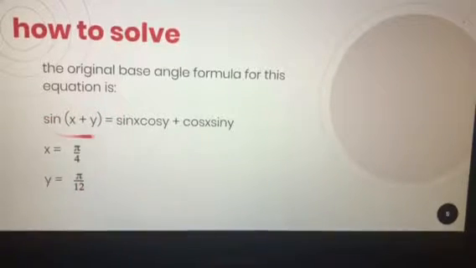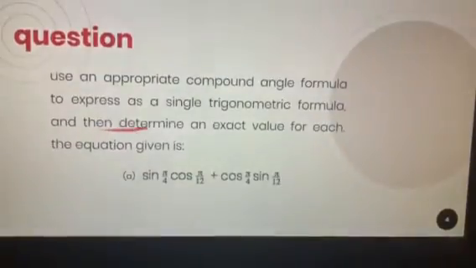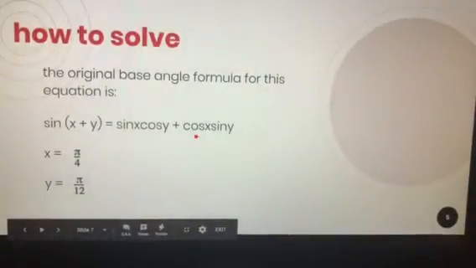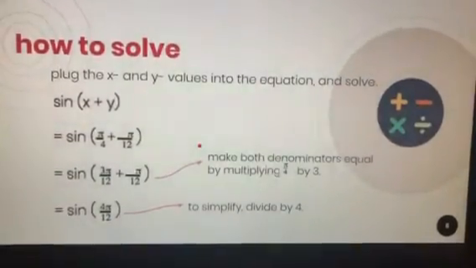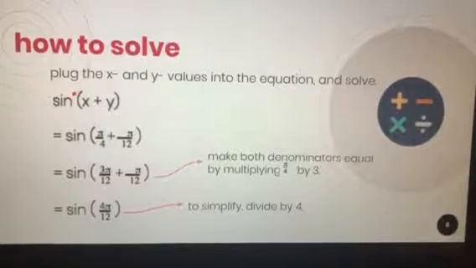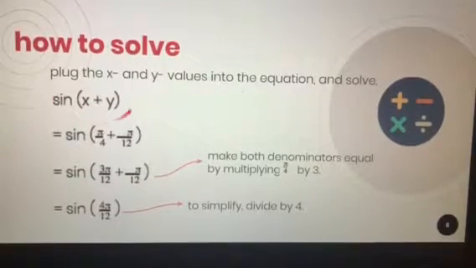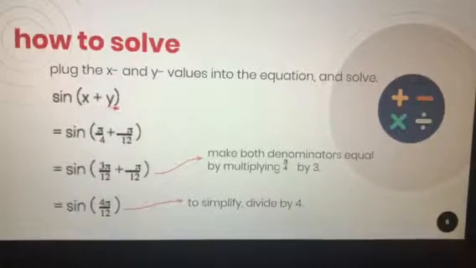This is the original base equation because it has a plus on both sides, here and here. So to solve this, we can simply plug our x and y values into either side of the equation and solve from there. To make things easier, I use this side of the equation. We plug pi over 4 into our x values and pi over 12 into our y value.